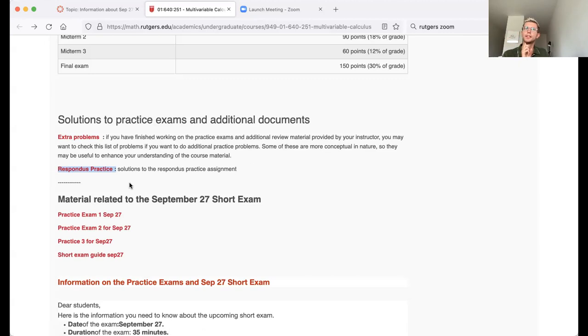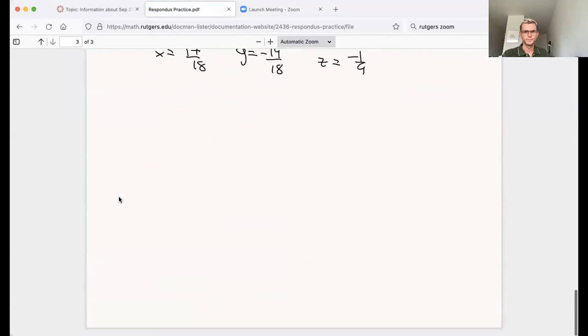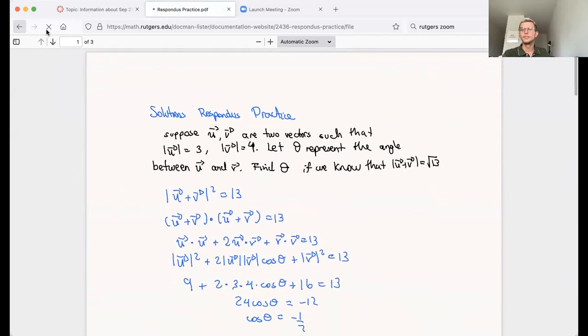Definitely by the end of next week, but by the end of Monday, we'll probably have done about 90% of the material. We may finish it by Monday, but I doubt it. By Monday, we would probably have just one section left for the exam of the book. For this Respondus assignment, there are also some solutions if you want to check them out, so you can compare.